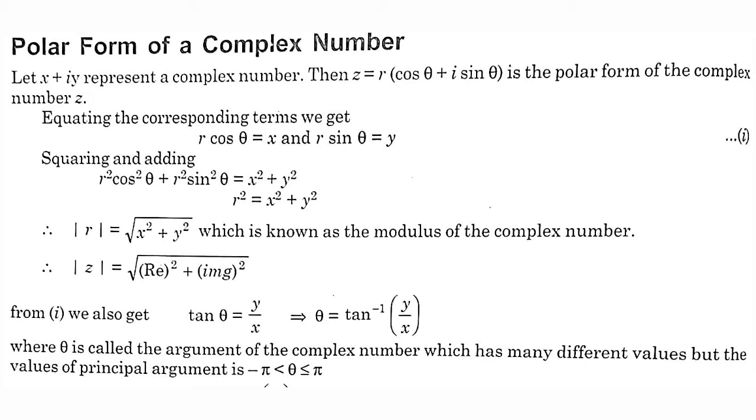So modulus of complex number z is equal to square root of square of real part plus square of imaginary part. By taking the ratio of this identity, we get tan theta is equal to y upon x. So theta is equal to tan inverse y upon x, where theta is called argument of complex number, which has many different values, but the value of principal argument lies between minus pi and pi. So minus pi less than theta less than or equal to pi.